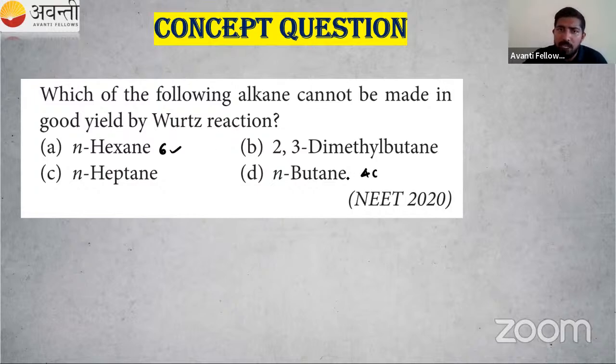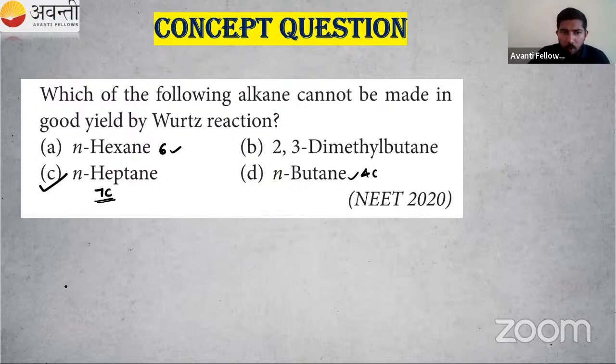Butane, 4 carbons. Yeah, that is correct. Dimethyl butane, that is also an even number of carbon atoms. 7 carbon atoms are present in heptane. So we cannot prepare heptane in good yield using the Wurtz reaction. There are other methods for the preparation of heptane, which has an odd number of carbon atoms. So the Wurtz reaction, we can use it for an even number of carbon atoms. This is from NEET 2020. Very simple question, but you have to do that.